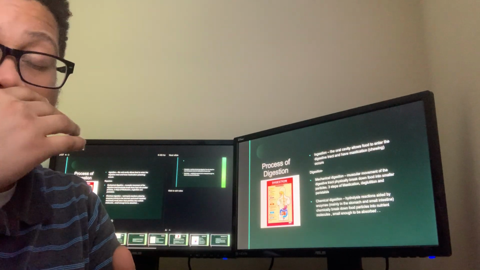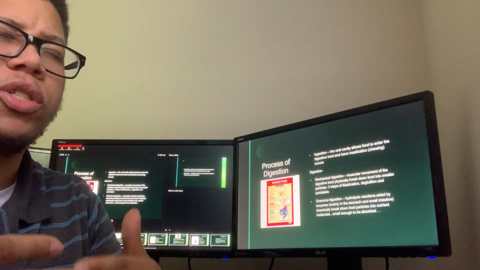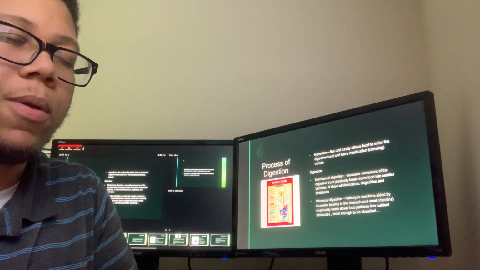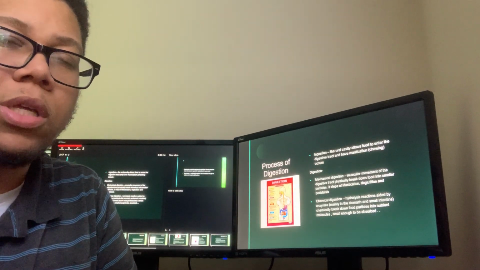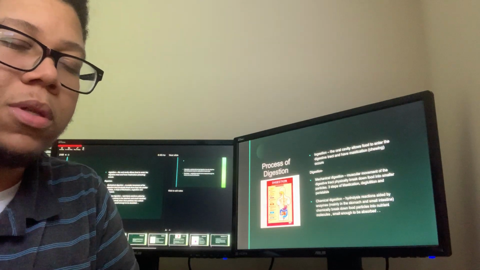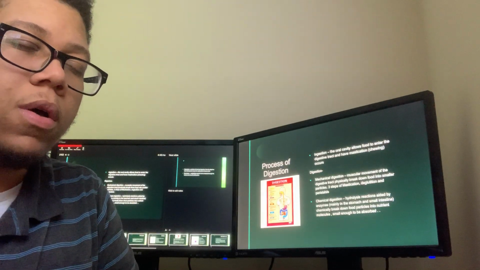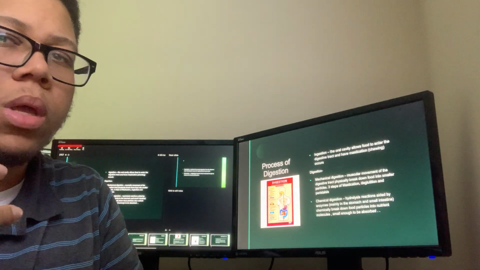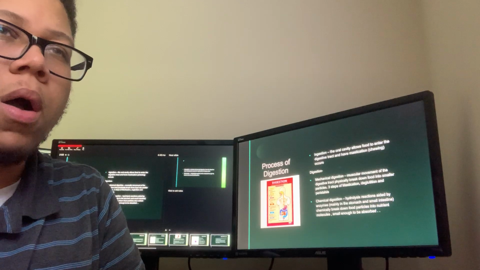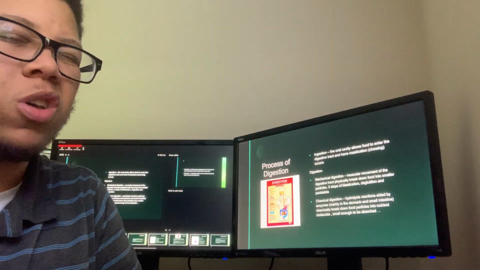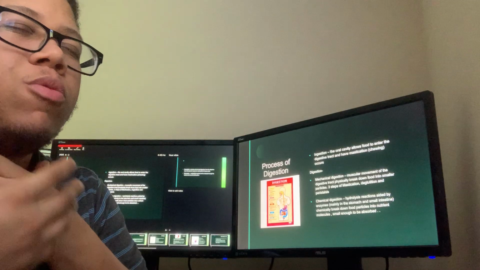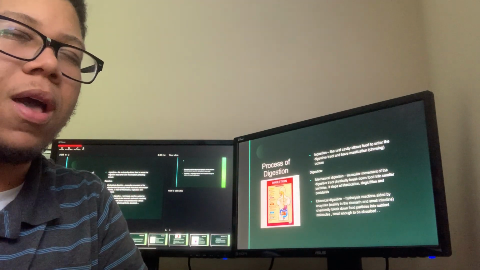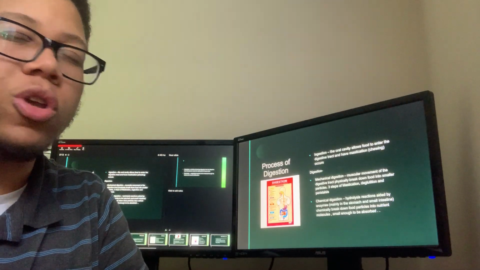The second part is about the kind of digestion we're doing. There are chemical and mechanical types of digestion. Chemical is where the enzymes come and break down the food for nutrition. Then you have mechanical, that's all the chewing and the muscle movement through your esophagus, through your small intestine, large intestine, and out through your anus.